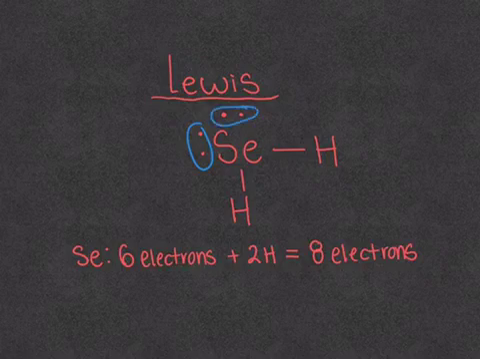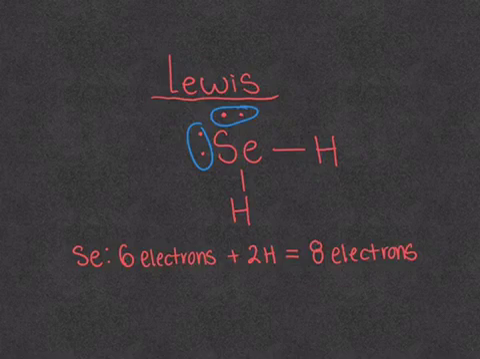This is the reason why it's not a linear structure, and it's very similar to water because of the same reason that water has lone pairs. Also, we have a total of 8 electrons.